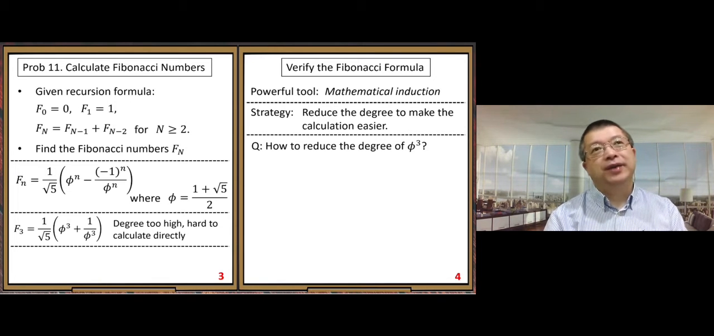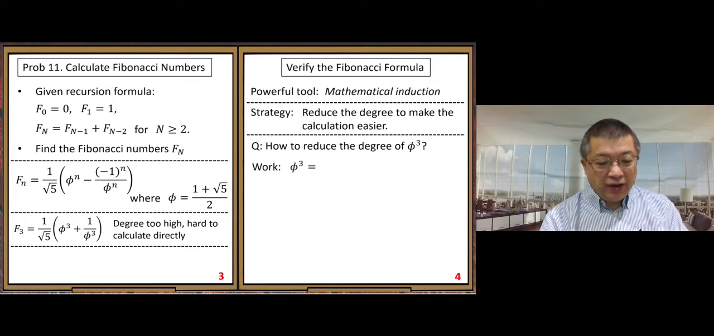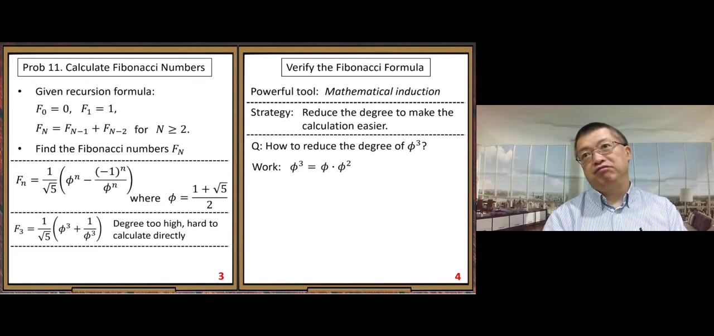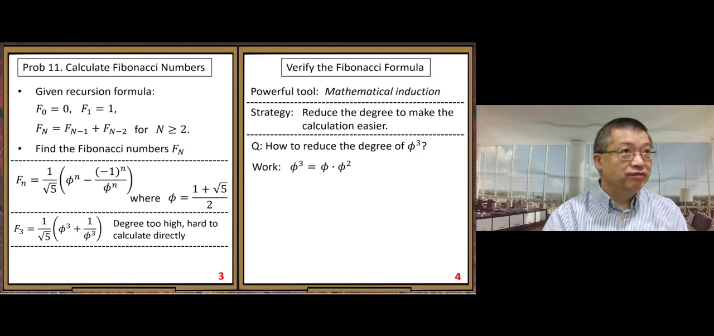Transformation. All right, we need to do the transformation work here. Phi cubed, we split this expression into 2 operands of multiplication, phi times phi squared. Phi squared. Transformation.